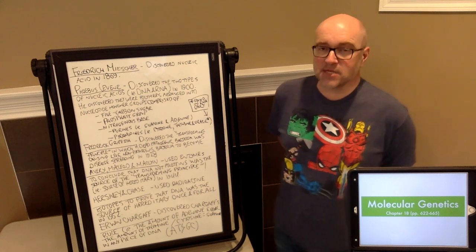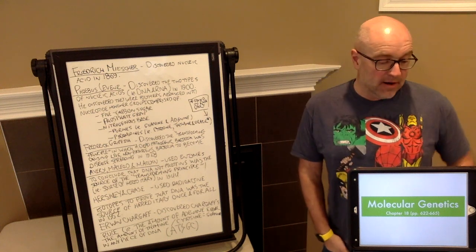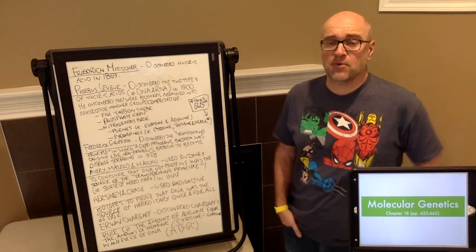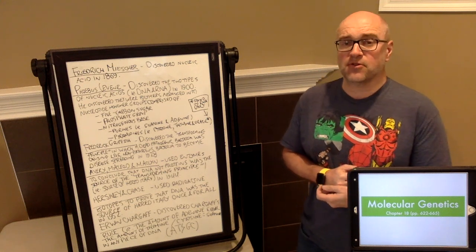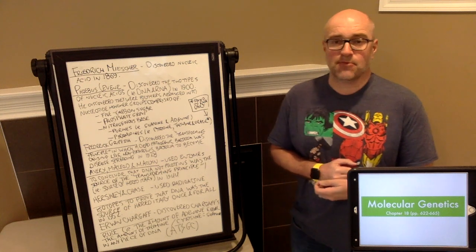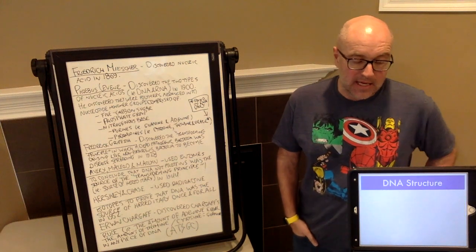So we'll get started on that today before we actually start discussing bigger topics of molecular genetics, including DNA replication and protein synthesis. So for today, a little bit of a history lesson to get you started. First of all, molecular genetics in your textbook is going to be on chapter 18, pages 622 to 665. So just so you know, that is the chapter you're going to be looking at in your textbook.